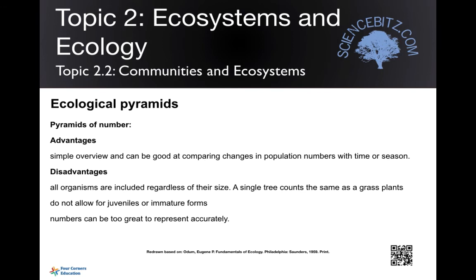Also, they don't usually allow for juveniles and immature forms. Quite often they're not sampled and counted in just the number counts that ecologists take of ecosystems. And the other problem that you could have is that numbers can be too great to represent accurately.